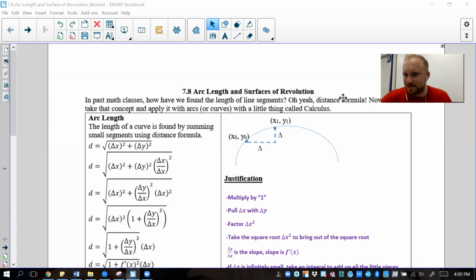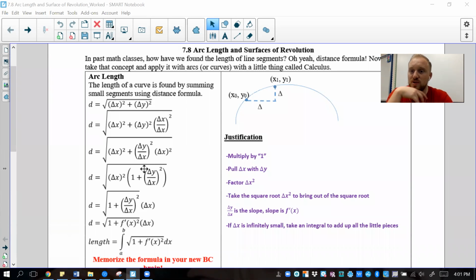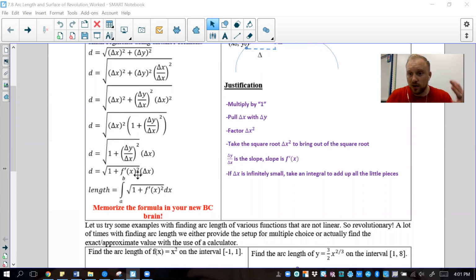So arc length is now that we don't necessarily have a line segment, we now have a curve of a segment. So it's very similar. We're going to use that distance formula, so the change in x and the change in y. And we are going to be able to derive this by using the idea of derivatives. So being able to simplify this out, we're able to come up with the arc length formula.